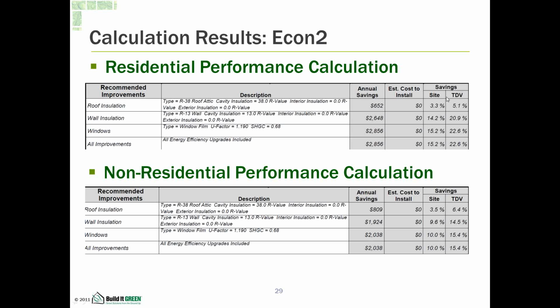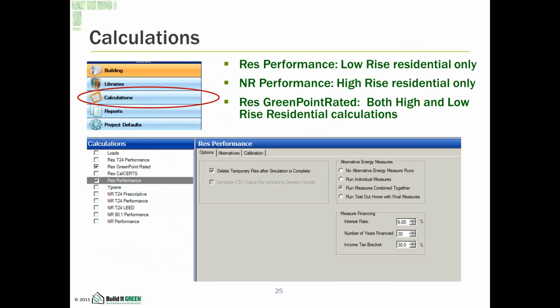But anyway, with this calculation I ran, roof insulation, wall insulation, and just the window films, and you can see I got some good savings potentials. We're going to be looking at the TDV savings, the time-dependent valuation savings for the building. For the non-residential, you can see the same upgrades didn't have as big of an impact, but I still got a good amount of savings from the wall insulation, and some from the window films too, given the cost. These savings are just based on what I put in as far as my metrics on the calculations, the options tab here.